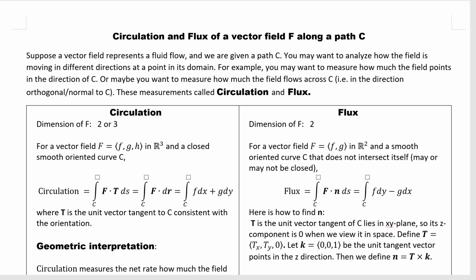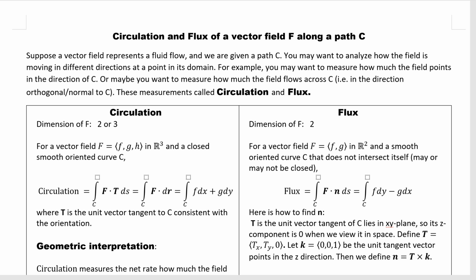Hi everyone, let's continue. Circulation and flux of a vector field F along a path C. Suppose the vector field represents a fluid flow. Then we are given a path C. You may want to analyze how the field is moving in different directions at a point in its domain. For example, you may want to measure how much the field points in the direction of the path, or maybe you want to measure how much the field flows across the path, i.e., in a direction orthogonal or normal to the path. So these measurements are called circulation and flux.